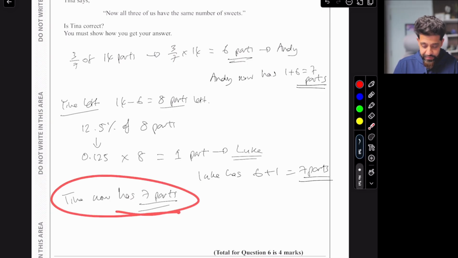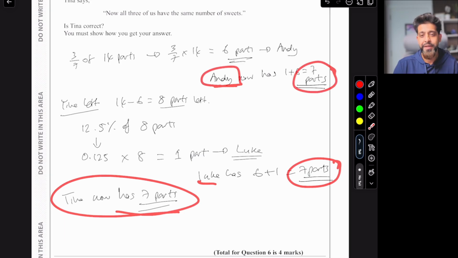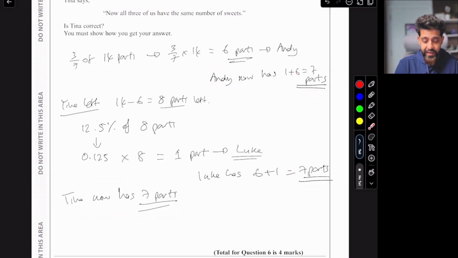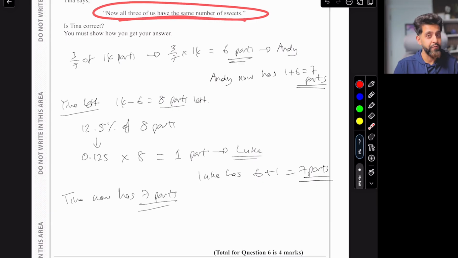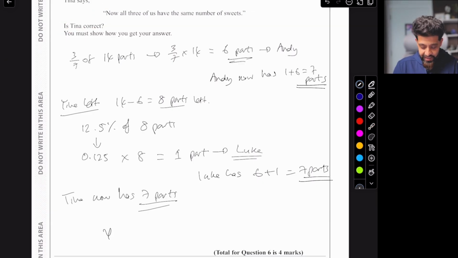So Tina has 7 parts, Luke has 7 parts, and Andy Pandy also has 7 parts, which means that they all have the same number of parts. So therefore, they'll have the same number of sweets. So yes, Tina is correct. Yes, Tina is correct. They all have the same number of sweets.